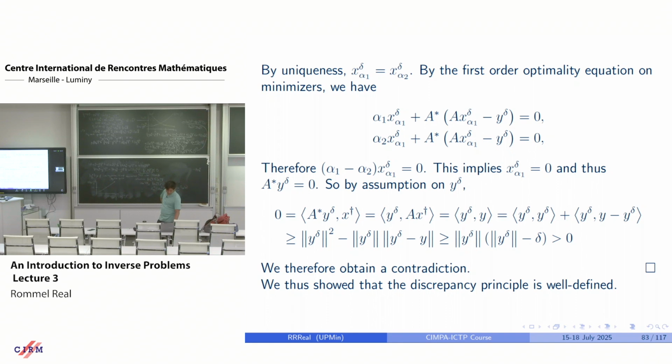Combining these two equations, this leads us to this one over here. That's the difference alpha 1 minus alpha 2 times x sub alpha 1 delta must be equal to 0. Because, of course, alpha 1 minus alpha 2 is non-zero, this implies that the regularized solution x sub alpha 1 must be equal to 0. And again, by plugging this into one of these equations, if you substitute x sub alpha equals 0, then you must get this one, that A star times y delta must be equal to 0. Okay?